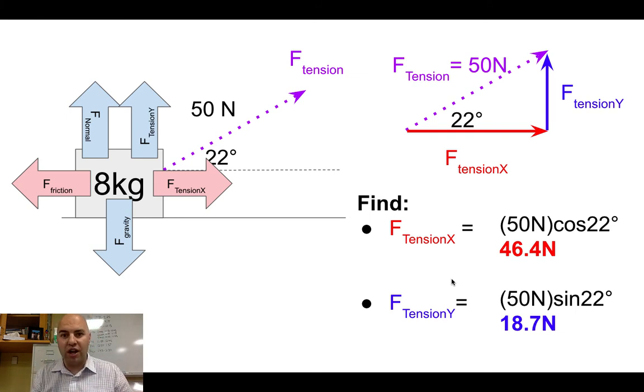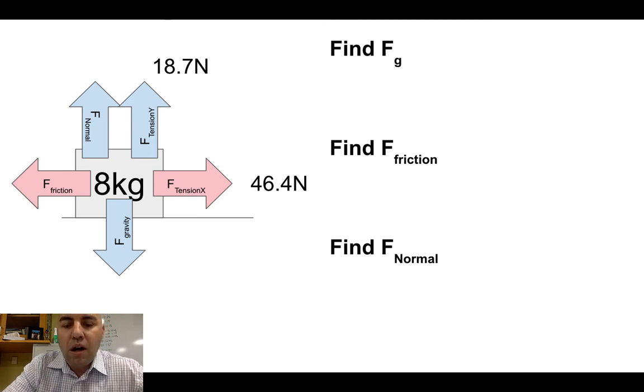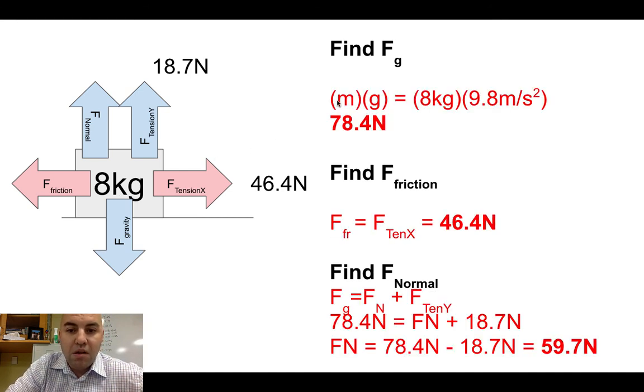And now this is where I start trying to figure things out. If I have 18.7 newtons of tension in the y and 46.4 newtons of tension in the x, how do I figure out these other ones first? So let's take the low-hanging fruit first. I know I can figure out the force due to gravity. I know that this is 8 kilograms, so I can find the force due to gravity by taking 8 kilograms times 9.8 meters per second squared. That's going to be 78.4 newtons. When I'm trying to find friction, I know that friction is going to equal the force of tension in the x. So if this is 46.4 newtons, then this is also going to be 46.4 newtons.